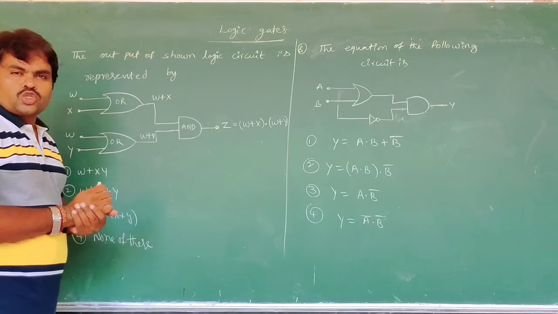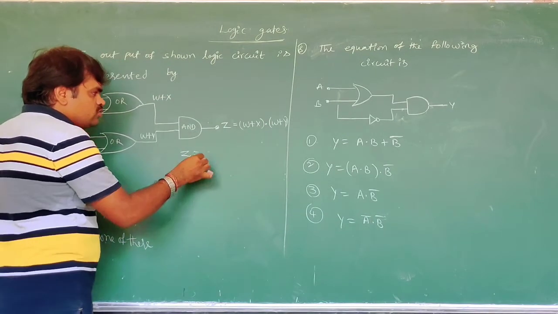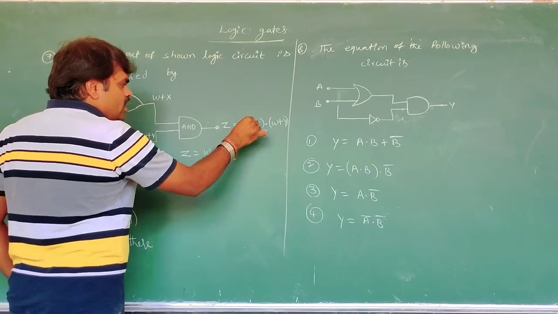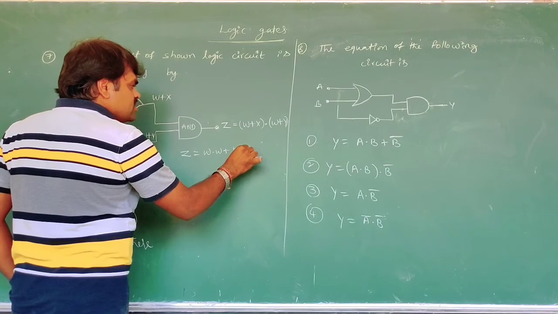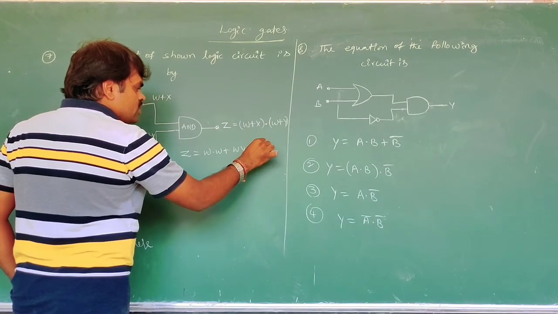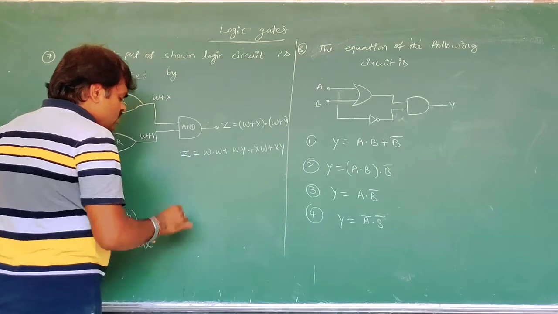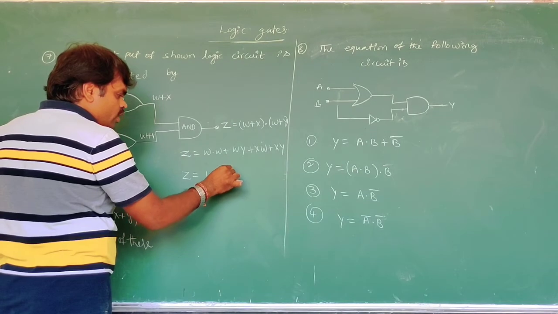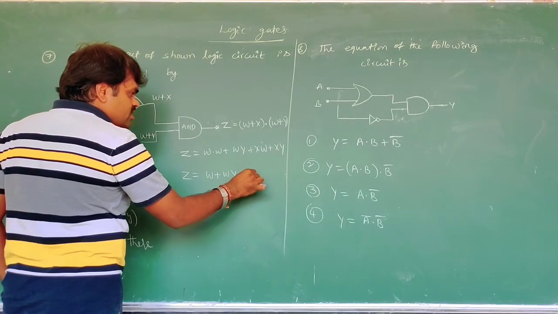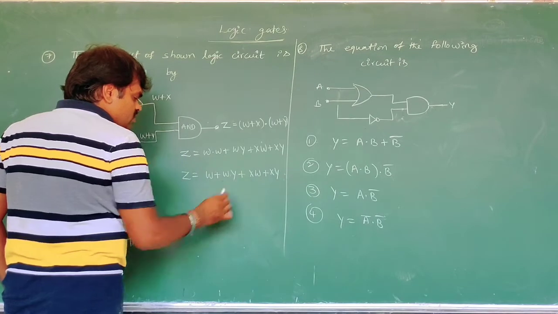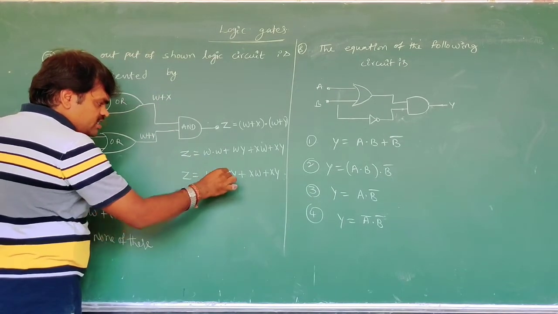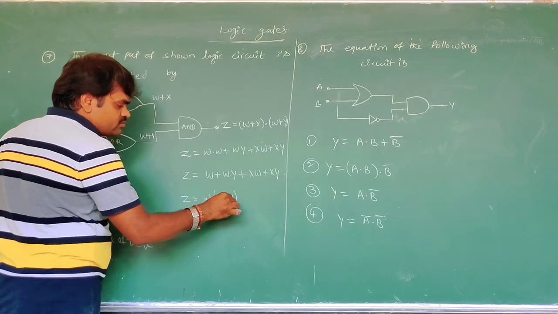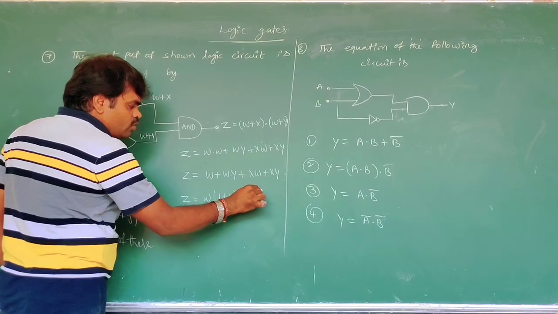Now by using the distributive law, Z is equal to W into W, W dot W, plus W into Y, plus X into W, plus XY. Now Z is equal to W dot W, W plus WY plus XW plus XY. See, Z equal to, in this what is common? W. W common means what remaining? 1 plus Y plus XW plus XY.